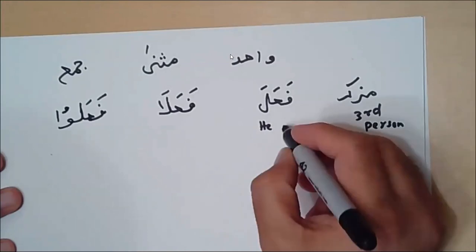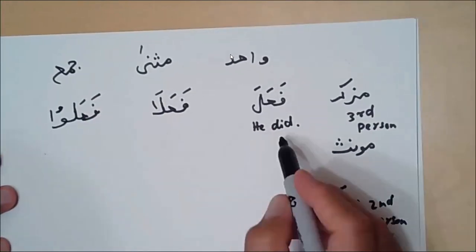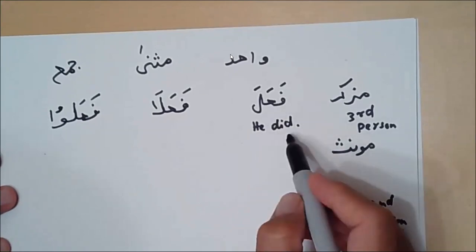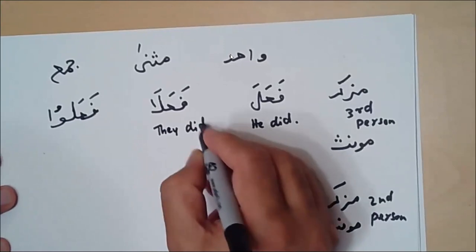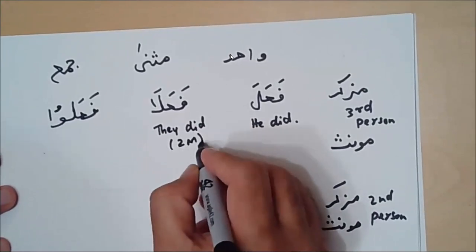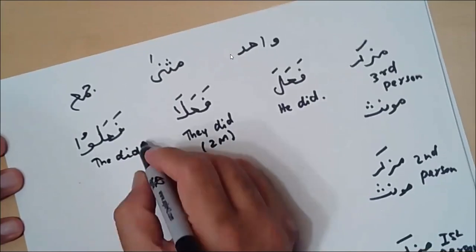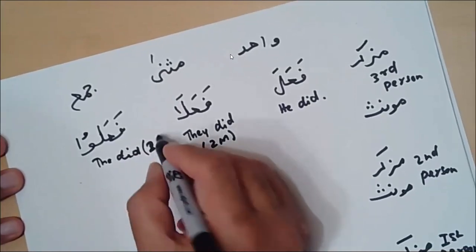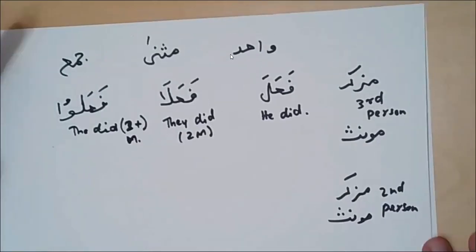Isn't it the Dhamma, Fa'alu? Yes, Dhamma. So Fa'ala means he did. They did. How many men? Two. And they did? More than three. Two plus men. Making sense? Yes.